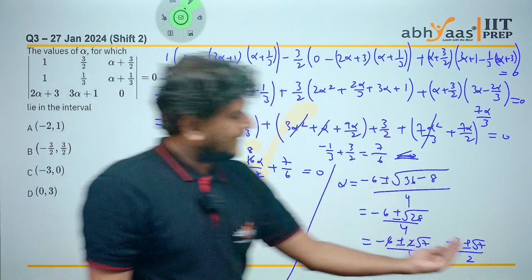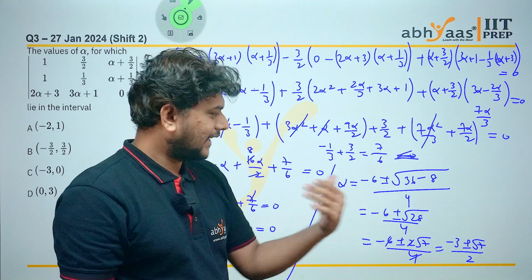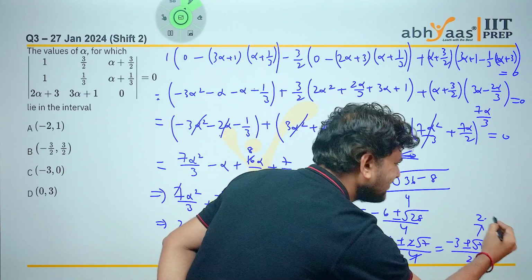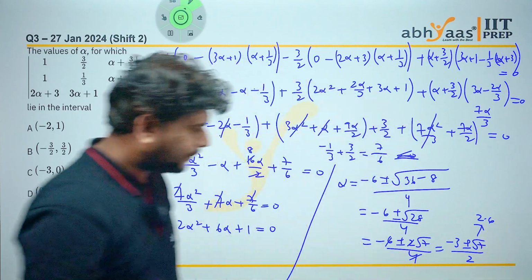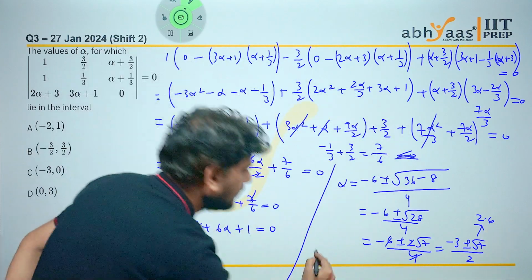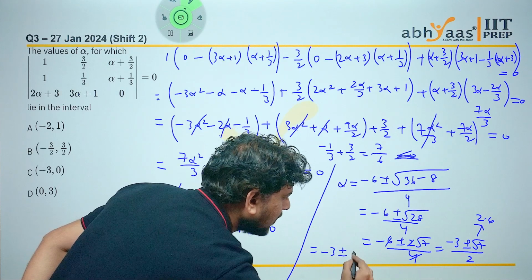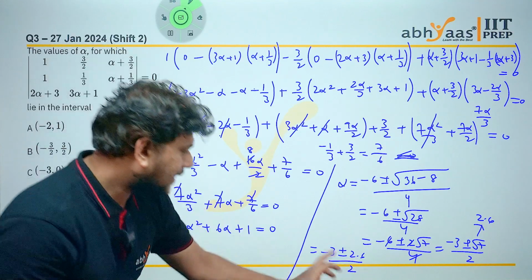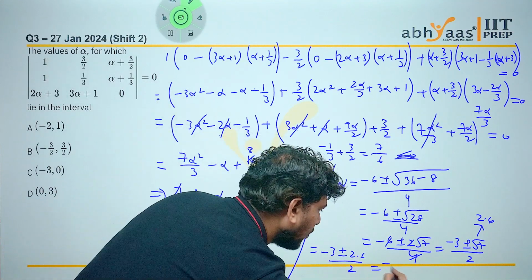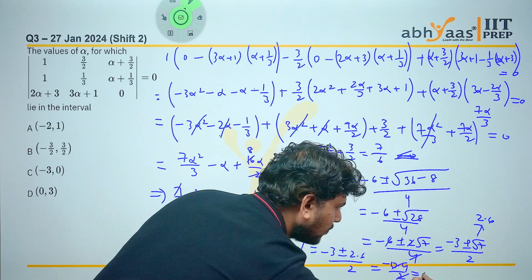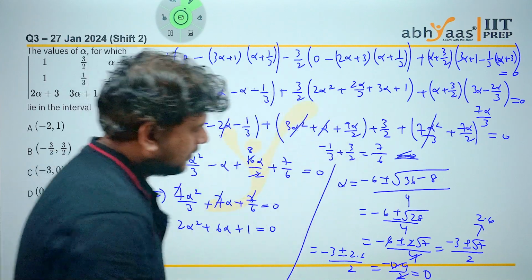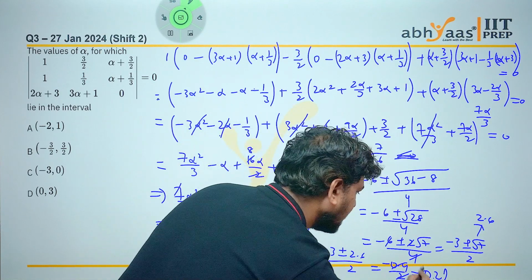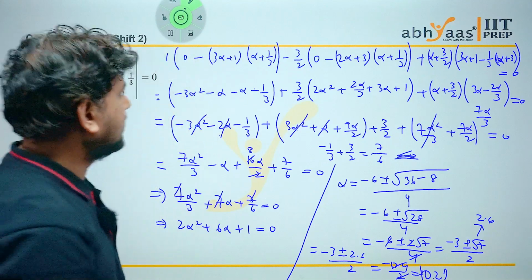Okay. Root 7 value will be after 4, right? And before 9. So this will be 2 point something. Okay, let's say 2.6. So that equals minus 3 plus or minus 2.6 by 2. So adding we will get minus 0.4 by 2, which is near to 0. How much? 0.2. Okay. And the next value will be subtracting.